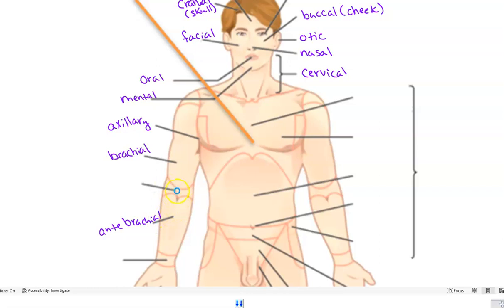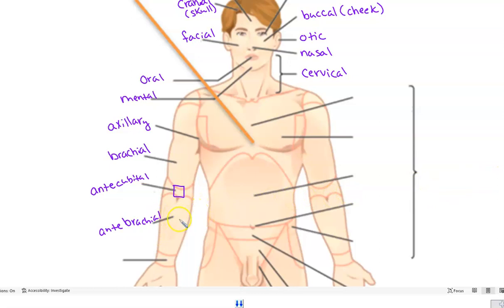And then right here in your elbow region, in that fold, I had a student once tell me she imagines that you can put a little cube right in there. So when you're getting an IV or something there, that little cube might help you. This is the antecubital region, cubital region. Okay, so you've got your brachial, your antecubital, and your antebrachial.